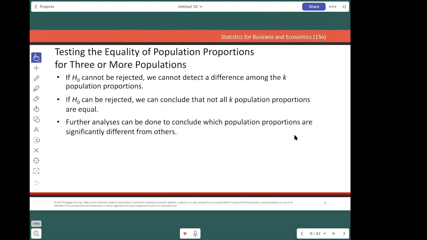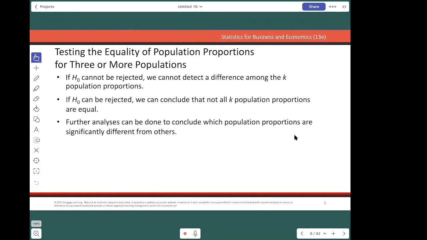If we're going to look at the very first case, testing of equality of proportions, then essentially what we're going to state in the null hypothesis is that the proportions for the different populations are the same versus they are not the same. That's as simple as it is.